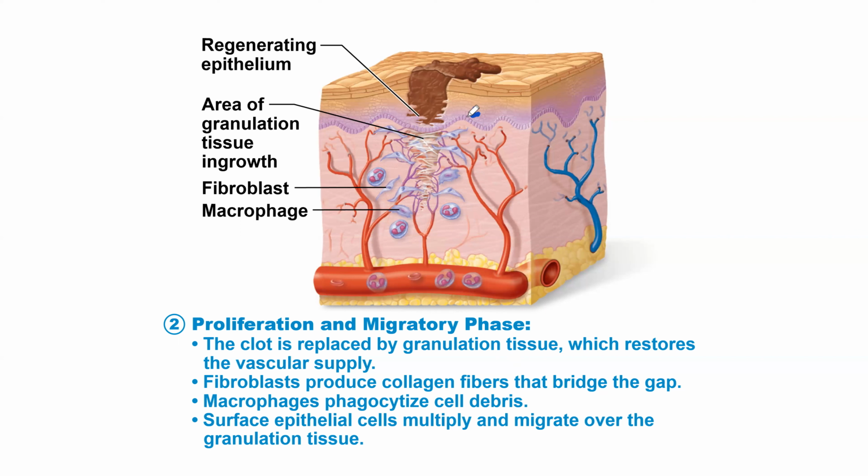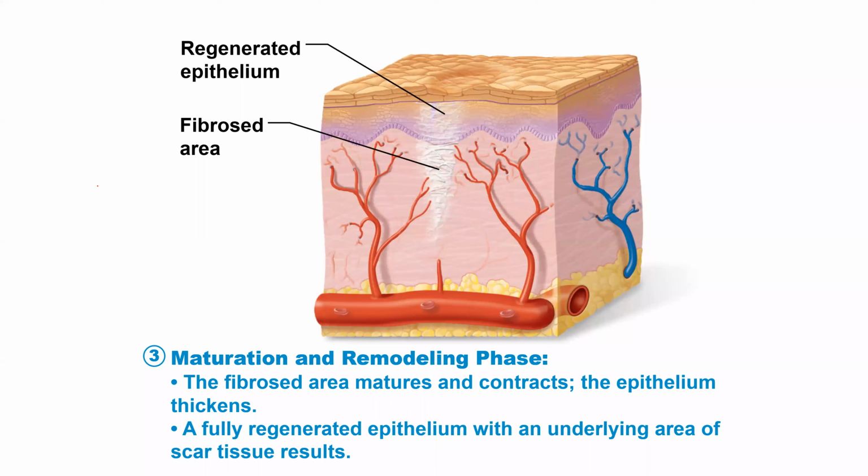Because epithelial tissue, remember, you have stem cells in the stratum basale. Those stem cells will divide and they will replace. That's going to be regeneration. But here, look, we have our scar formation. So that was our proliferation and migratory phase after the inflammatory phase. And then we have maturation and remodeling.